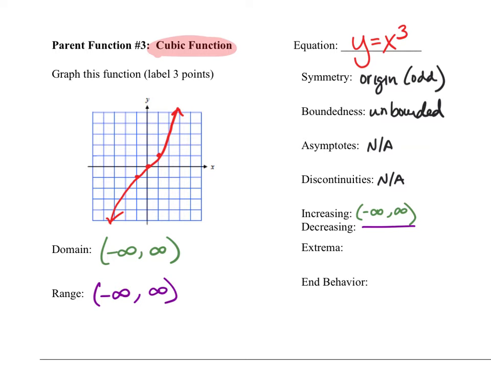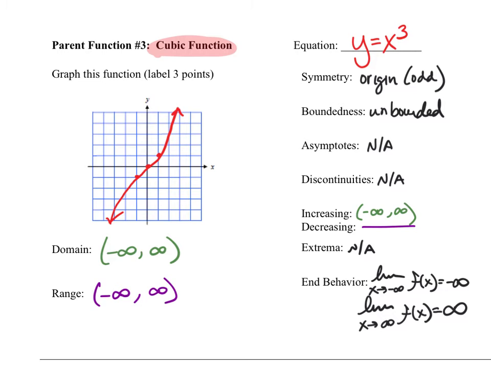The parent function of a cubic does not have any extrema. Although some cubic functions do, the parent function does not have a maximum or minimum. And its end behavior, the limit as x approaches negative infinity for f of x, is equal to negative infinity. And the limit as x approaches positive infinity for this function is positive infinity. That's the direction in which the arrows are headed at the end of the graph.